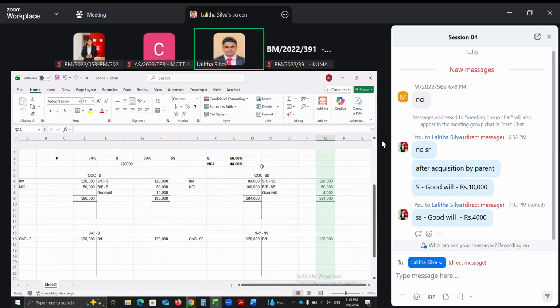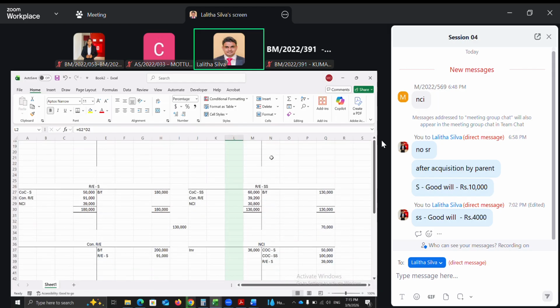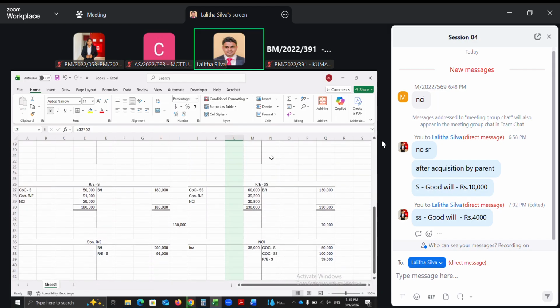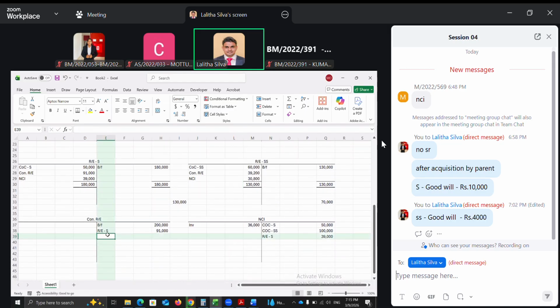From this 70 million, now we have to take the effective interest as we are going from SS to parent. Therefore, we have to take the effective interest, 56% to the parent and 44% to the NCI. Okay, is it clear?